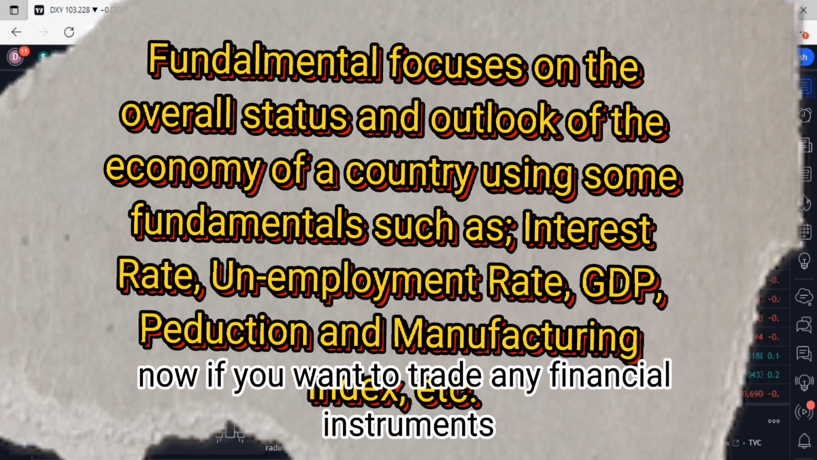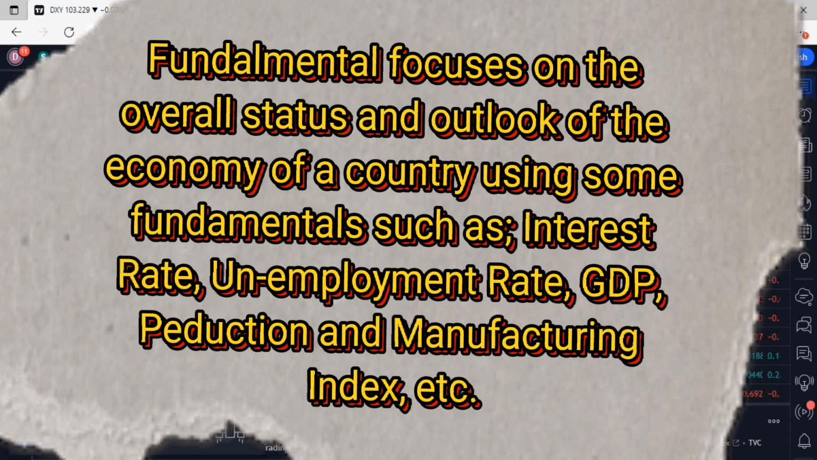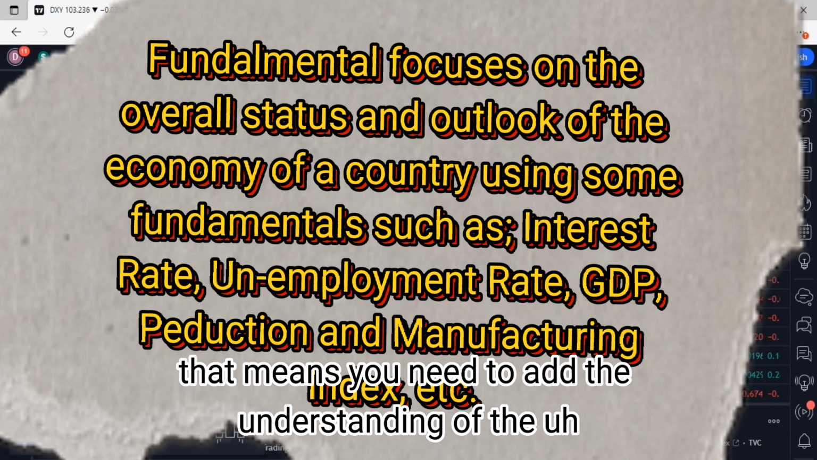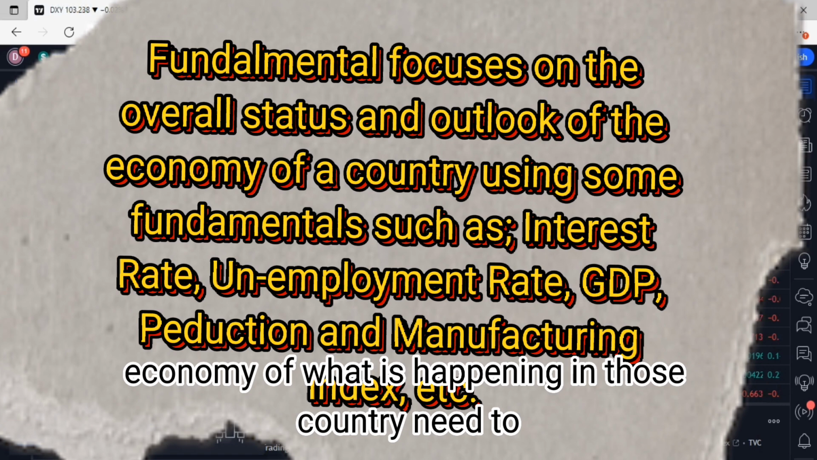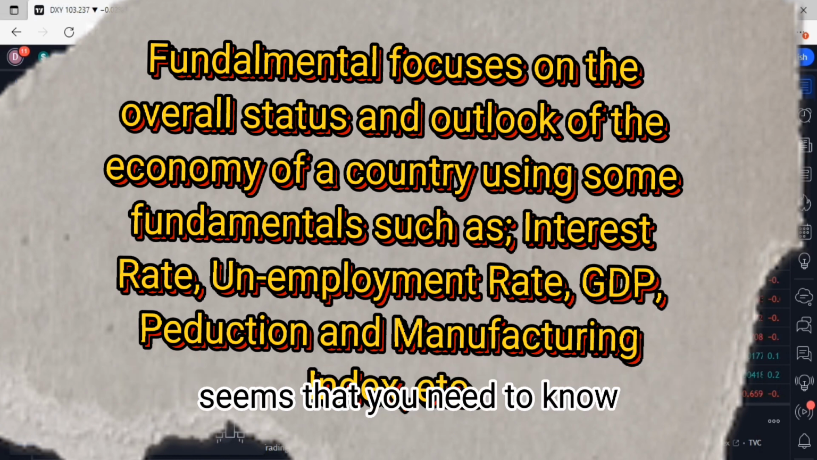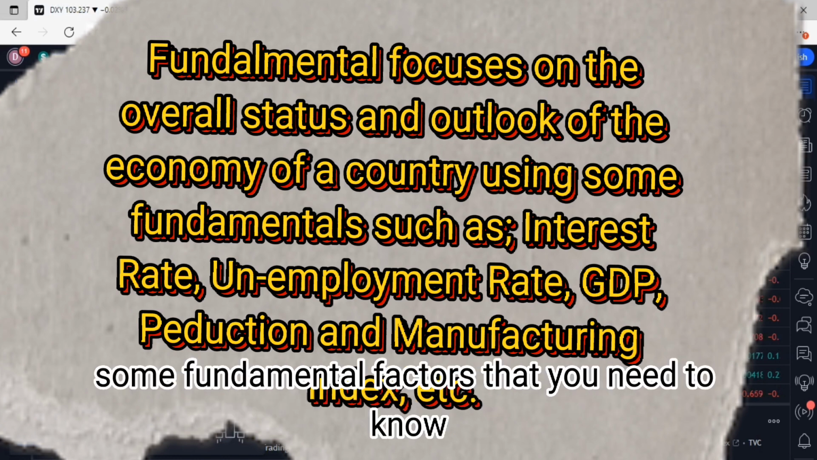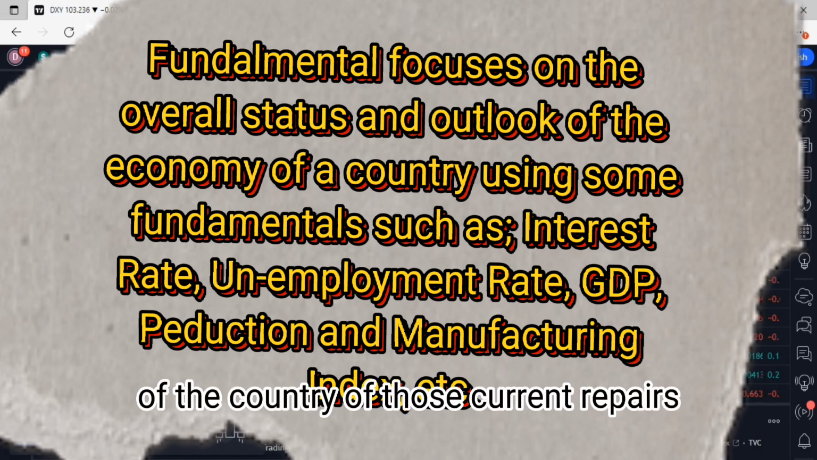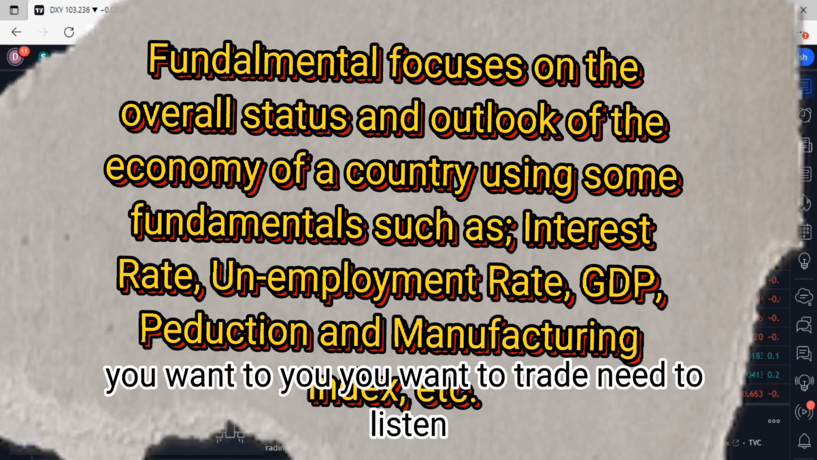For example, if you want to trade any financial instrument, let's say USDJPY, that means you need to have an understanding of the economy, of what is happening in those countries. There are some fundamental factors that you need to know concerning the economy of the countries of the currency pairs you want to trade.